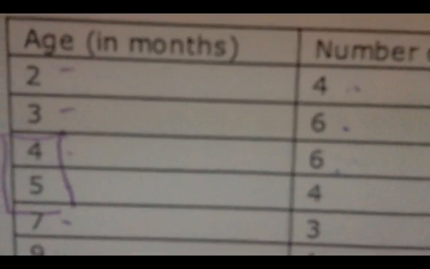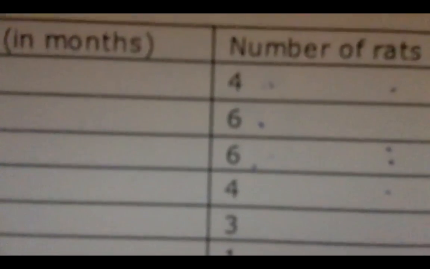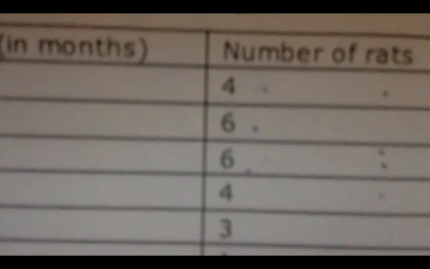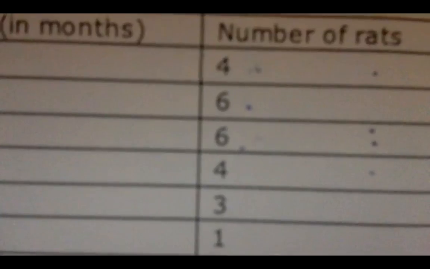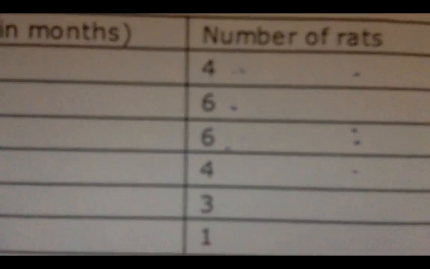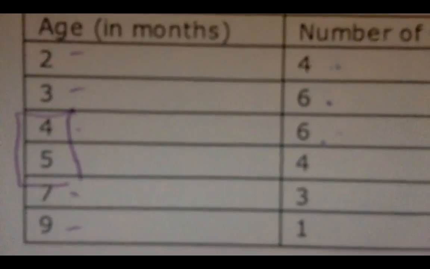That's right. Okay, so the left side is the age in months, but look at the right side where it says number of rats. 4 plus 6 is 10. So we still need 2 more, which puts it into that third row, the second set of 6s, which if you go over here is 4. So that's the median age, 4.